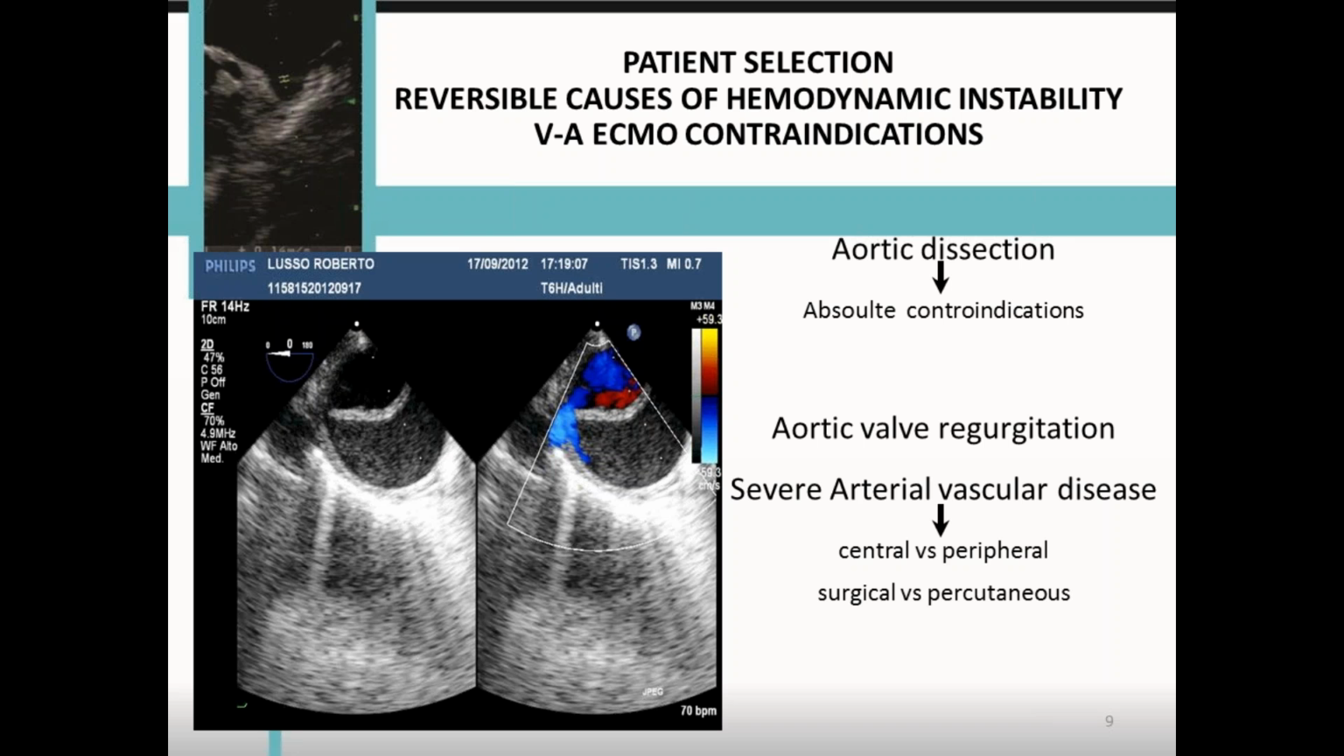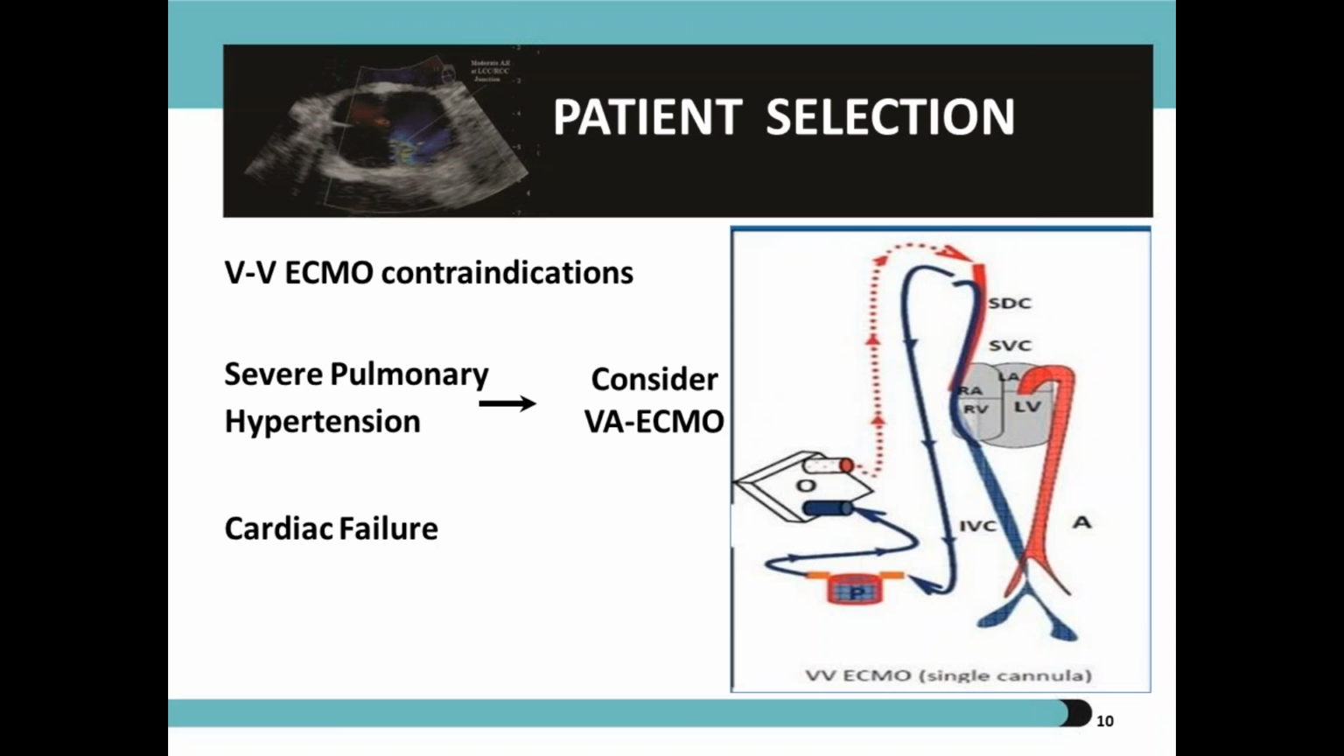So first is rule out a dissection. Choose your patients well by ruling out AR. See the aortic valve. If there is an aortic valve regurgitation or a severe arterial vascular disease, your patient will not do very well on an ECMO. Do not put in an ECMO in such a patient. If there is a dissection in the form of a lumen, a false or a true lumen being seen, as you see it here, do not put an ECMO in such a patient. It is a relative contraindication.